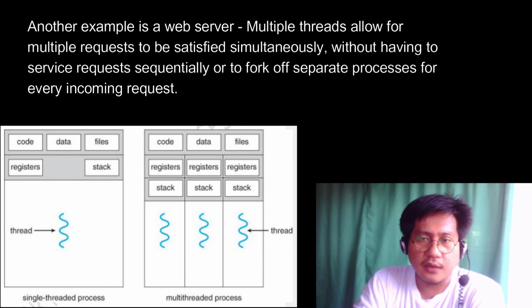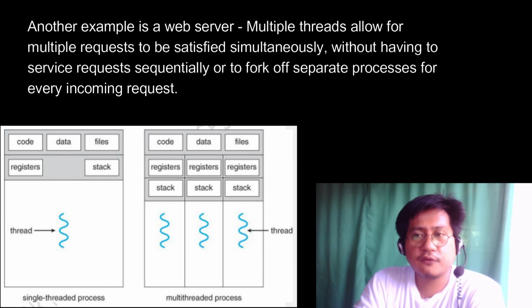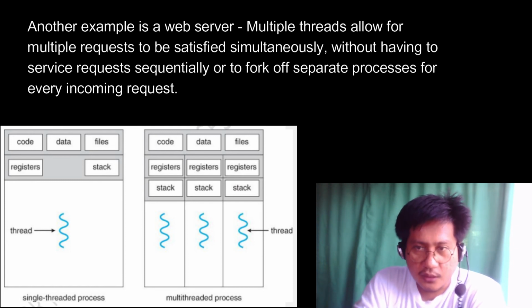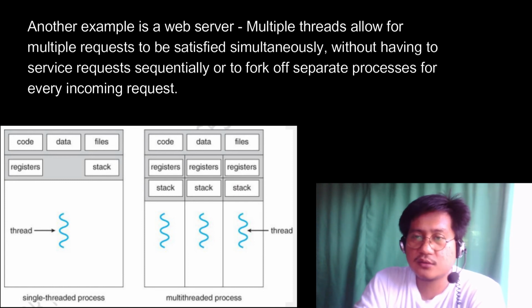Another example is a web server. Multiple threads allow multiple requests to be satisfied simultaneously, without having to service requests sequentially or to fork off separate processes for every incoming request.